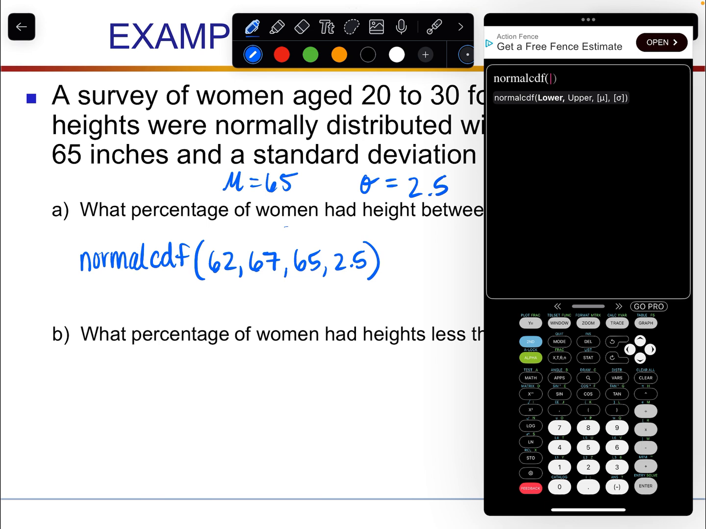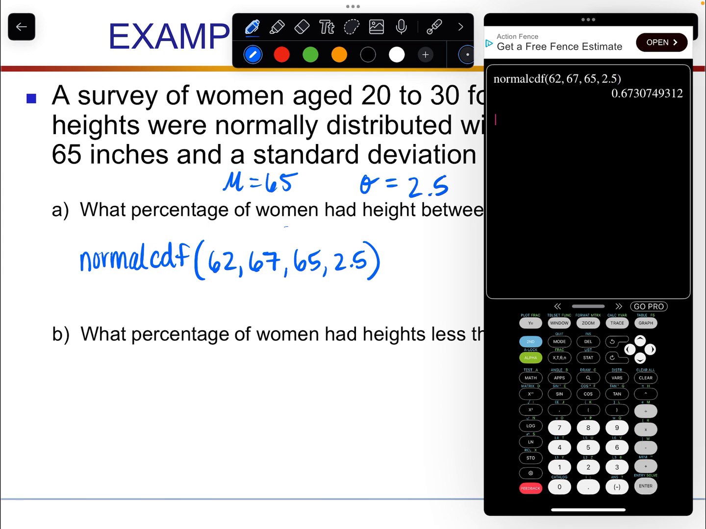Most calculators won't do that, or it might give you a list, but my lower limit is 62, so I'm going to do comma. My upper limit is 67, comma. Mean is 65, and then our standard deviation is 2.5. Again, if you forget to do commas, it'll probably give you an error, or if you mix up the values, it'll give you an error, so you probably just typed it in incorrectly.